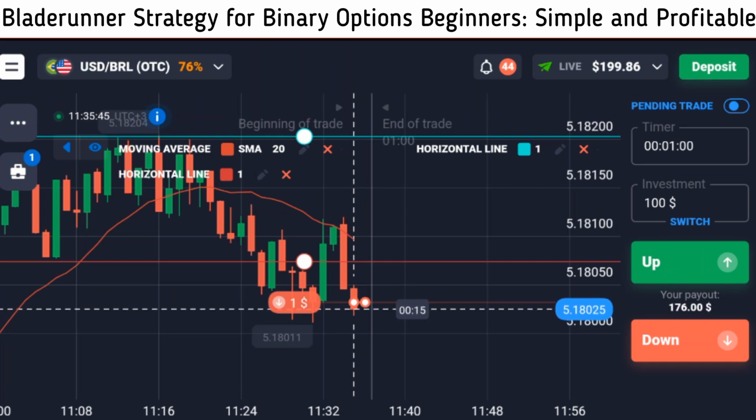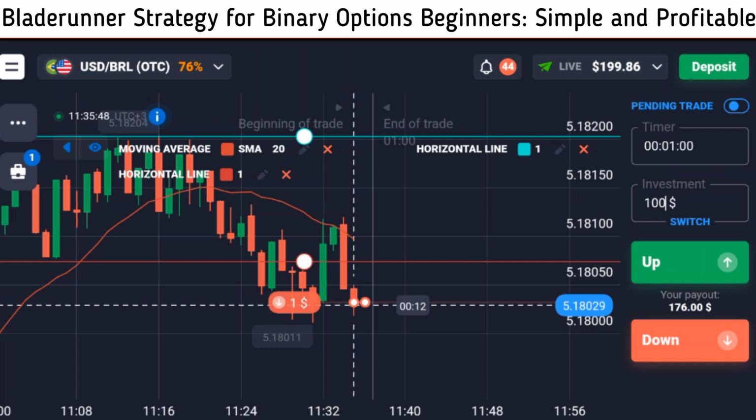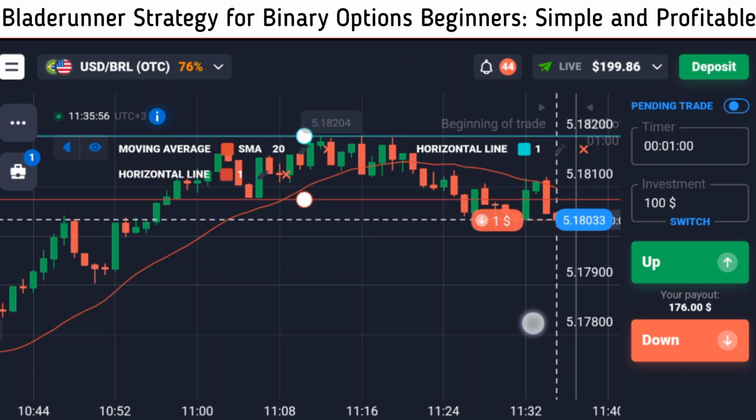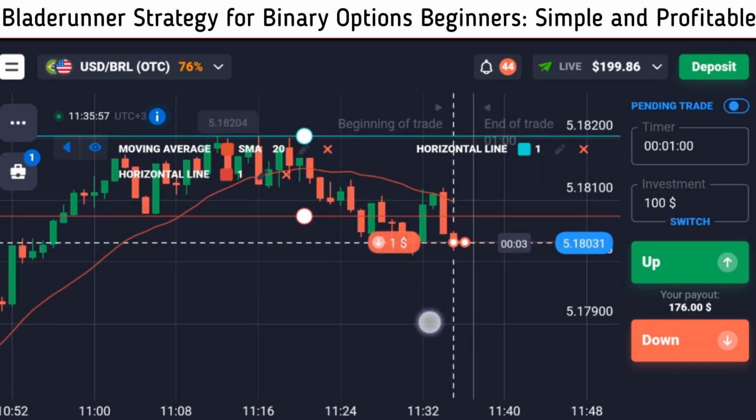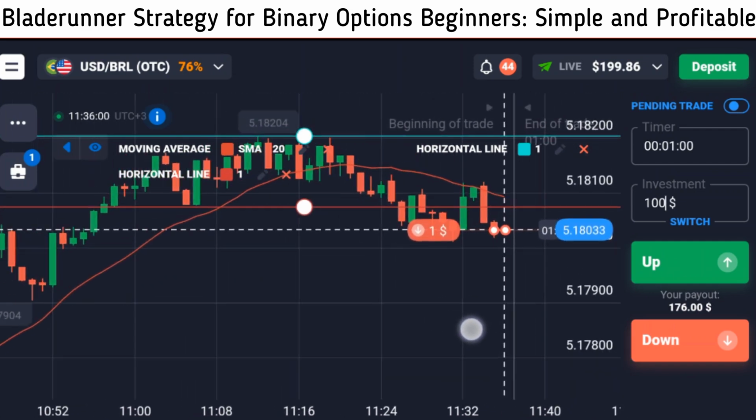Now that we have the principles of this trading strategy, let's begin trading with it to see if it is profitable or not. So this is the USD BRL OTC pair. It has a rate of return of 76%.